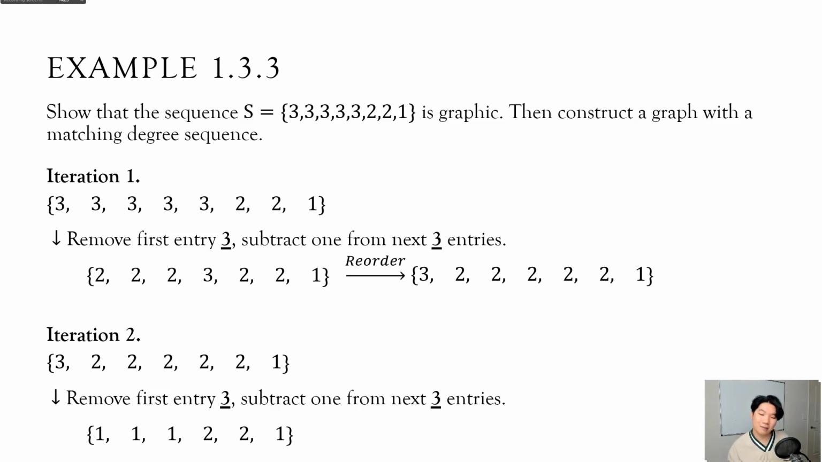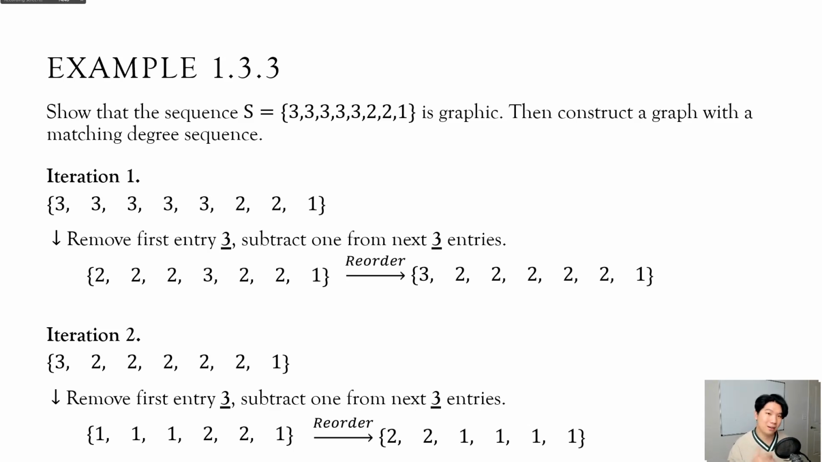And once again, I can reorder this from largest to smallest. So I have this here. So once again, I reduced this into a smaller, shorter sequence. Unfortunately, I'm still not sure if this is graphic. This may be a little bit difficult for us to see if it's graphic or not immediately. So let's do it again. Let's apply our algorithm once more.